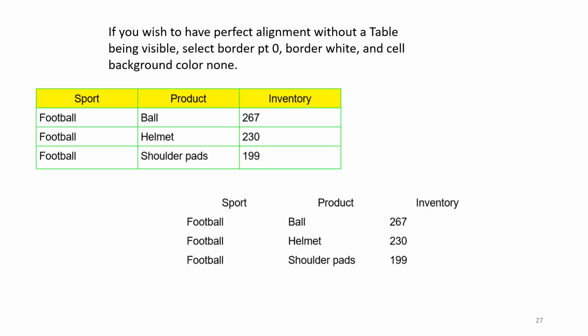If you wish to have perfect alignment without a table being visible, select Border Point 0, border white, and cell background color none.